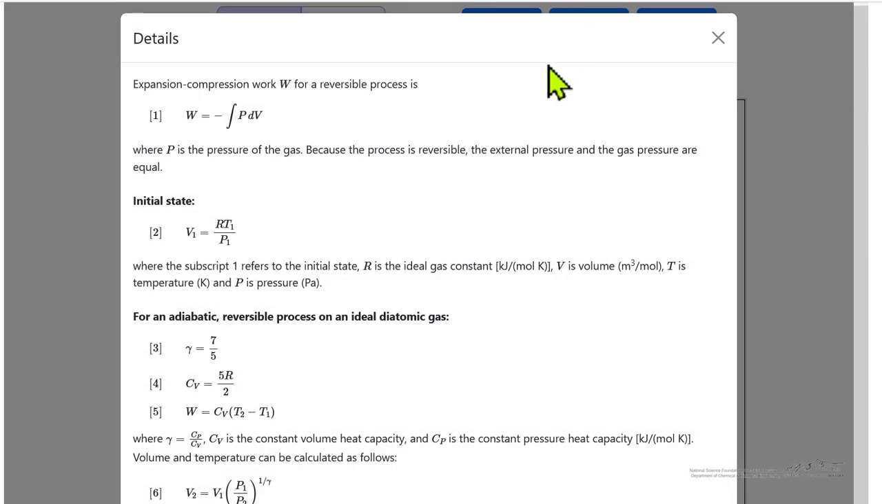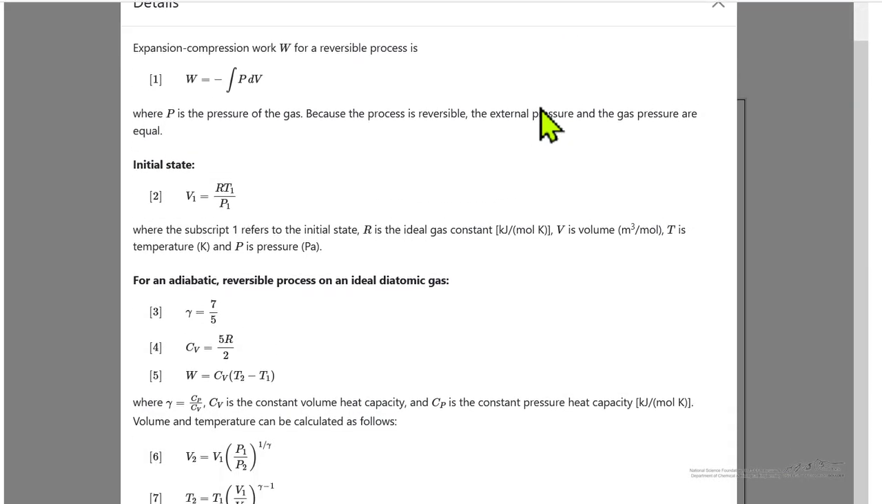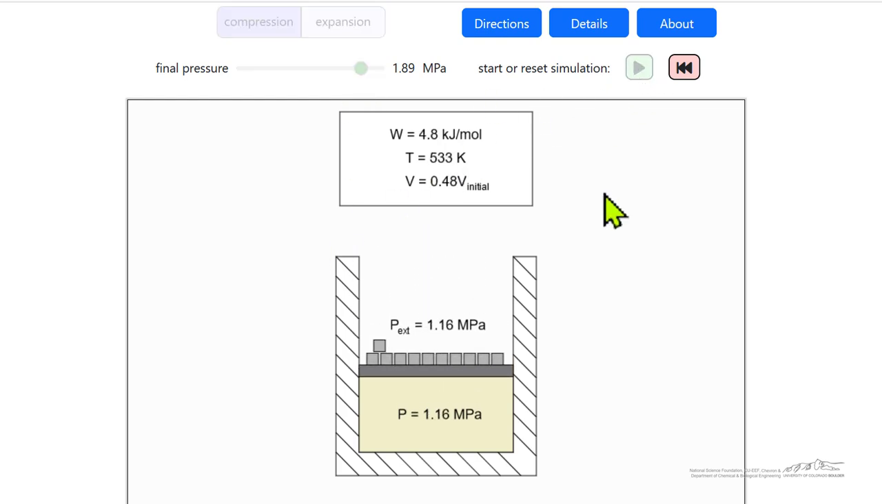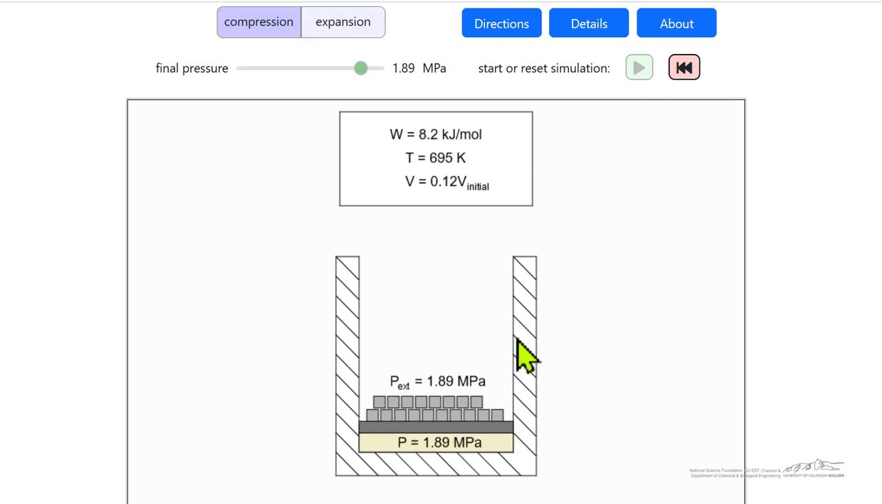First, I'll point out the details here, which show the equations used to determine the values of temperature, volume, and work. If we look at compression, let's say the final pressure is 1.89 megapascals, we click to start. What we're showing is, because it's reversible, the external pressure is always the internal pressure, and these weights represent that. Let's reset so we can see.